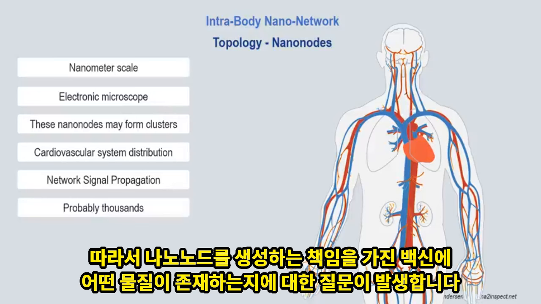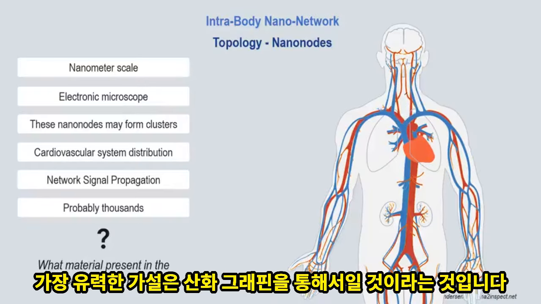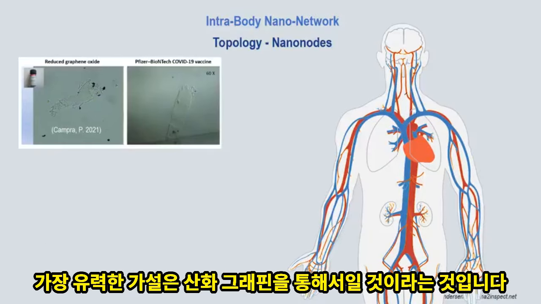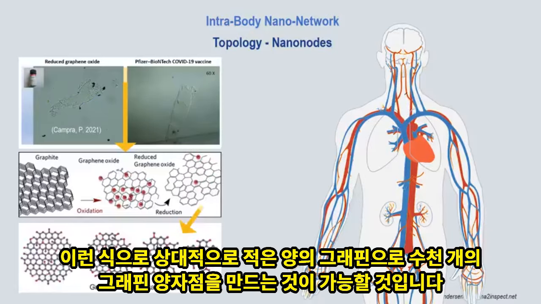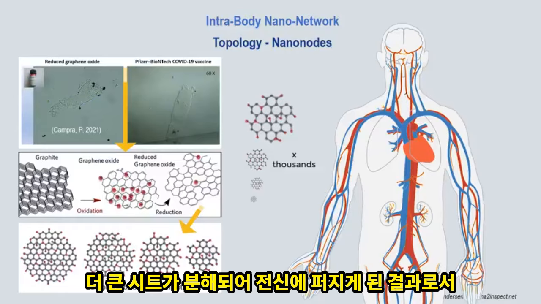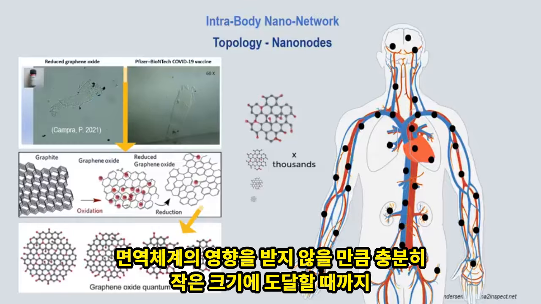The question therefore arises as to what material present in the vaccines would be responsible for creating these nanonodes. The most likely hypothesis is that it would be through graphene oxide, whose decomposition would occur gradually, forming the well-known graphene quantum dots or GQDs. In this way, with a relatively small amount of graphene, it would be feasible to create thousands of graphene quantum dots, as a product of the decomposition of larger sheets, causing their dissemination throughout the body, until they reach a sufficiently small size to be unaffected by the immune system.